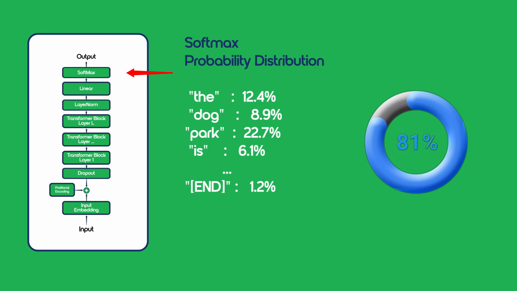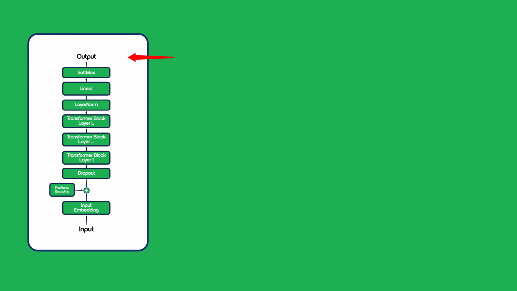Softmax turns scores into probabilities. For example, after processing the input "Andrew is playing with the dog in the", the model chooses park as the next word. In the final output layer, the model decides what to generate next.